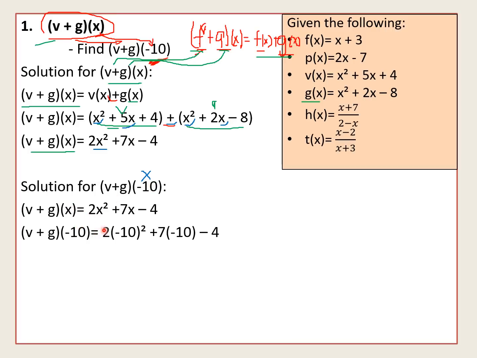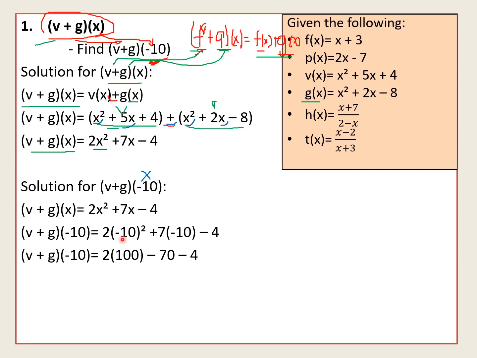Equals 2 times, I put parentheses because it is a product, okay? And at the same time, there is a negative sign, then square, okay, plus 7 times x, or times negative 10, because the x here is negative 10, minus 4, just copy negative 4. Then after we substitute, in evaluation, after the substitution, we need to simplify. Okay. So, here, we have simplification first.